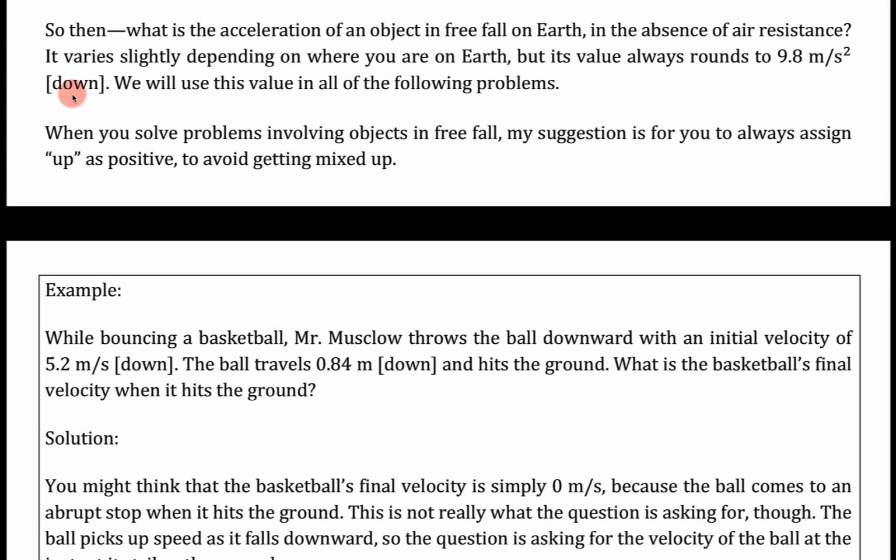So that's a value that you're actually going to use a lot in this lesson and this unit and really this course. It's going to be used a lot in Unit 2 as well. So you'll definitely have 9.8 meters per second squared committed to memory shortly.